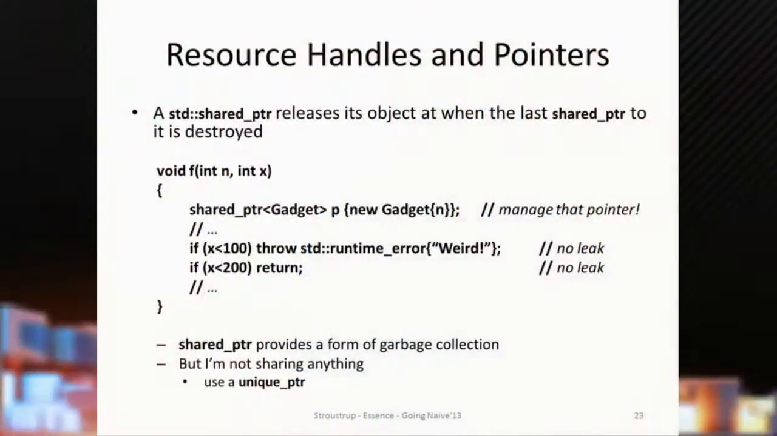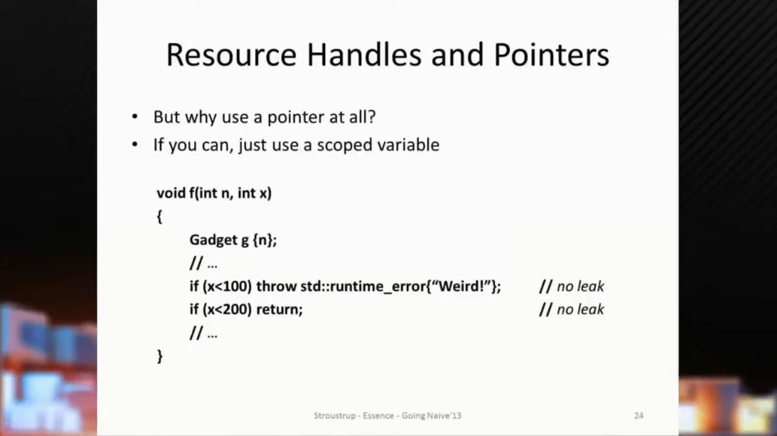But you know, the use count for that gadget goes from 0 to 1, and eventually it goes from 1 to 0. That's all it does. I'm not sharing anything. There is in the standard library a unique pointer that will allow me to say, just hold on to this one. Destroy it when I leave the scope. And that's all. That's unique pointer. Don't share it with anybody. That's fine. But you know, why am I dealing with pointers here?